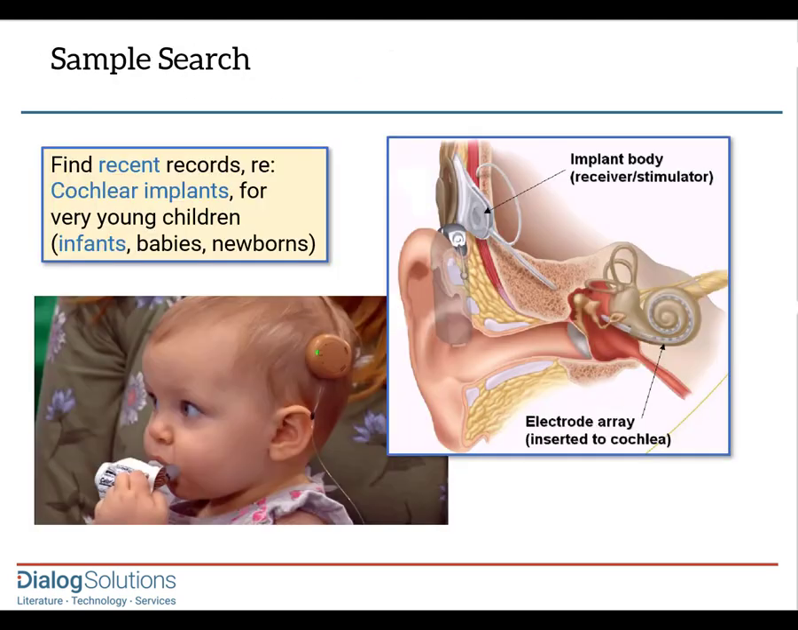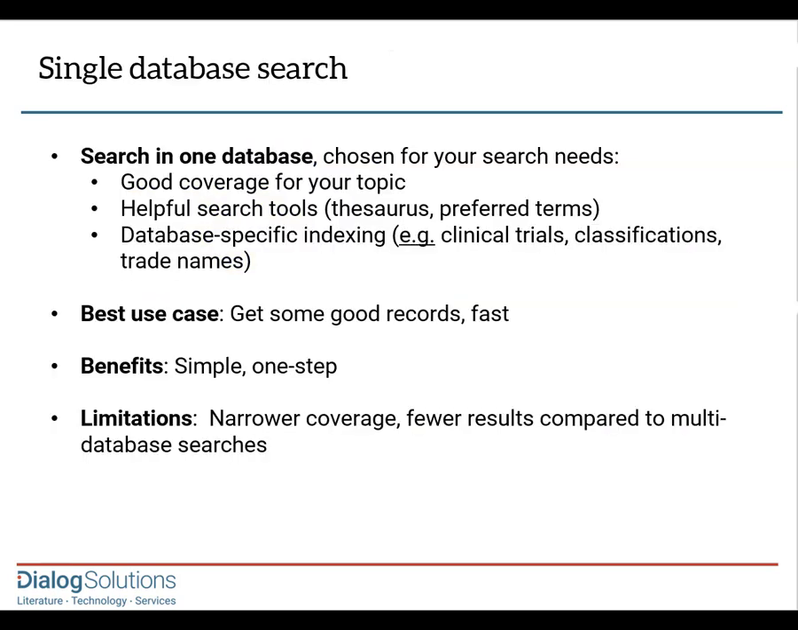Let's say we want to find recent records about cochlear implants as a way to treat hearing impairment in very small children, like infants or babies, even newborns. Starting out, you may not even be sure whether this procedure is done for patients that young, and you just want to get some information about it. If that is your goal, you might consider searching in just a single database.